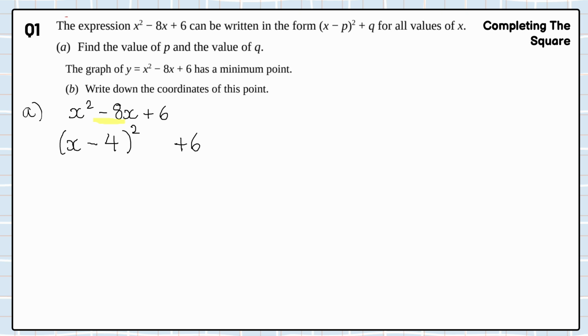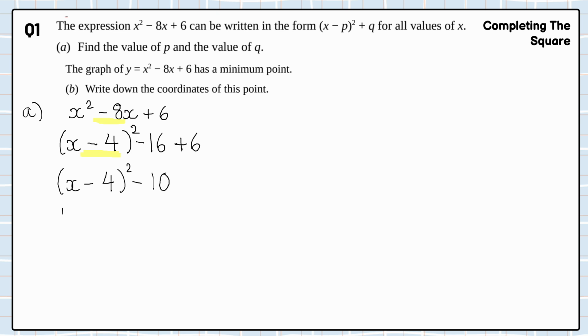Now we need to work out this number here. It's always going to be the square of whatever number is inside our brackets. So the square of minus 4 is positive 16, but we're always going to subtract the square of whatever our number inside the brackets is. So minus 16 plus 6. Then all we need to do is work out what minus 16 plus 6 is, which is minus 10. And there we have it.